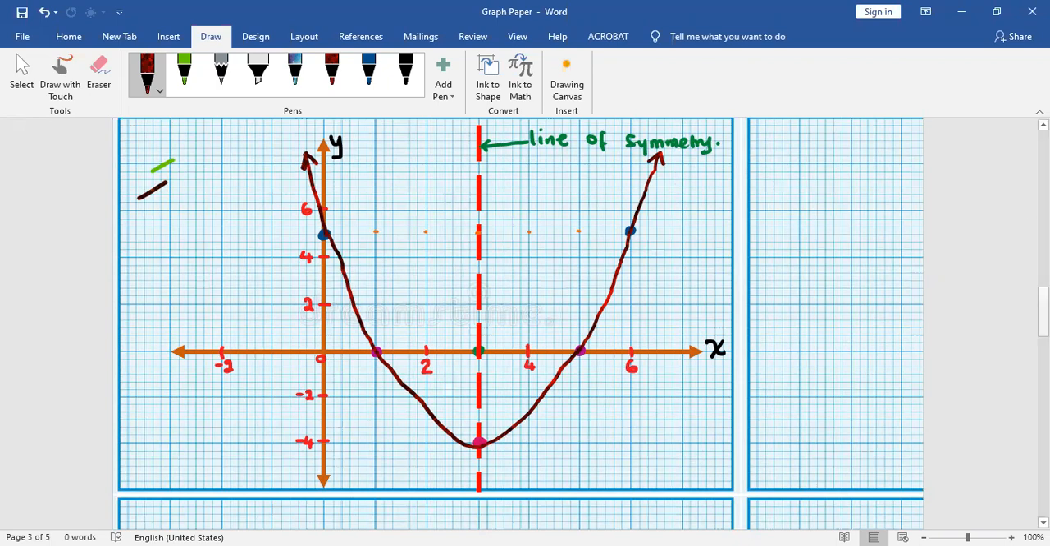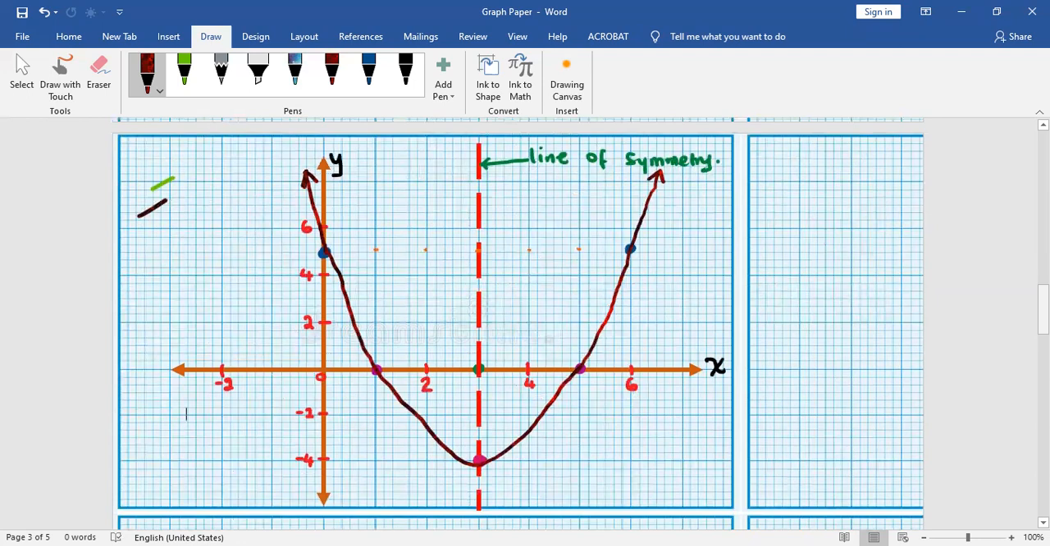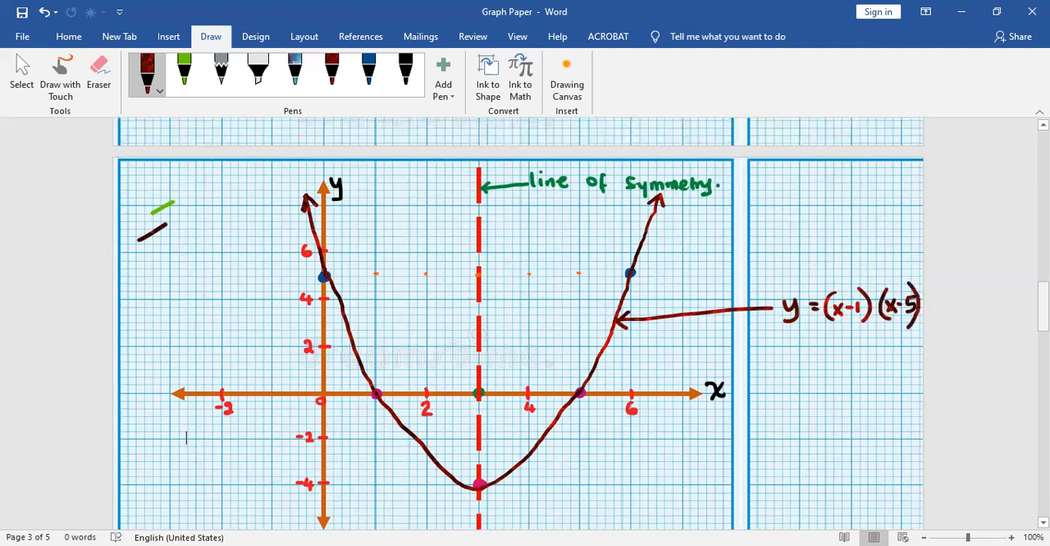Okay, now we are going to name this curve, this equation: y equals (x minus 1) into (x minus 5). You can say that this curve means y equals (x minus 1) into (x minus 5). So that is all. We have finished.